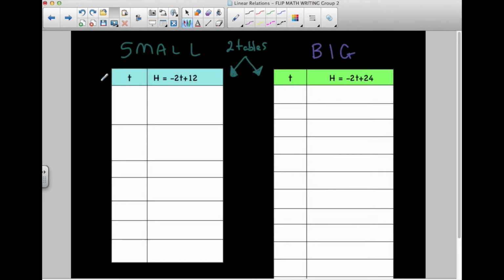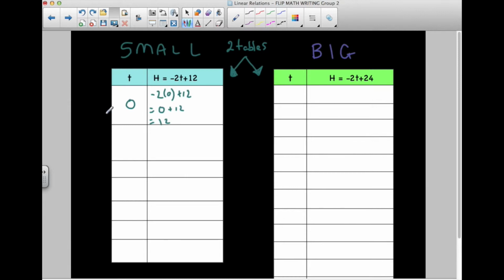At the beginning, how long has the candle been burning? It hasn't been burning at all. So our time is 0. So I can go ahead and make my substitution: minus 2 times 0 plus 12. Minus 2 times 0 is 0, plus 12. And our answer, 0 plus 12, is 12.